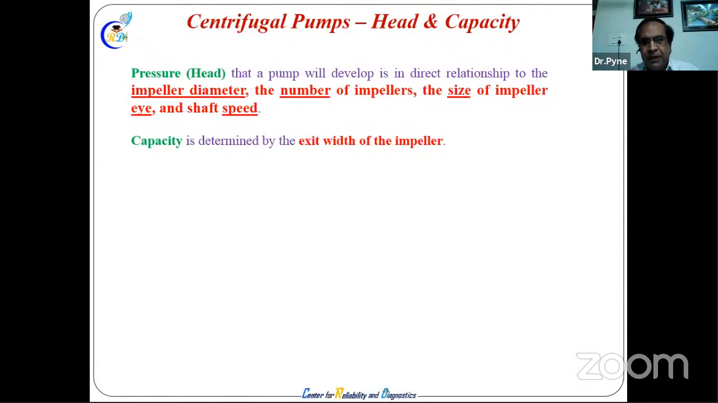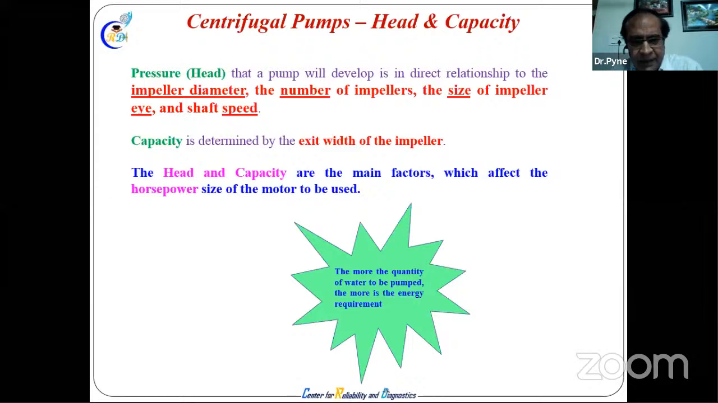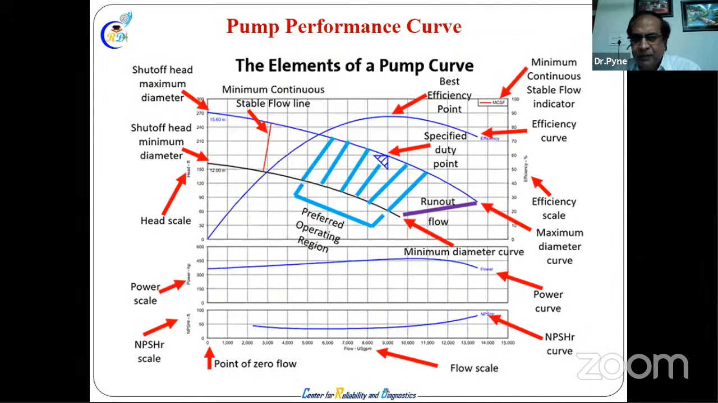Capacity is determined by the exit width of the impeller. So the more water the pump delivers, more energy is also required. This is the element of a pump curve. This is the best efficiency point, and these are the maximum diameter and the minimum diameter. Okay, this much diameter with this efficiency. Suppose this is the maximum efficiency point.